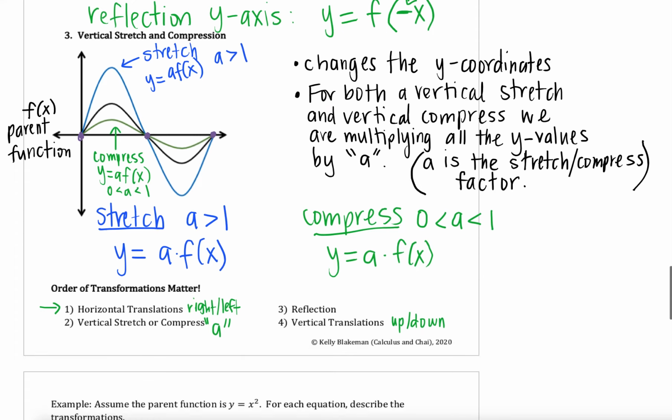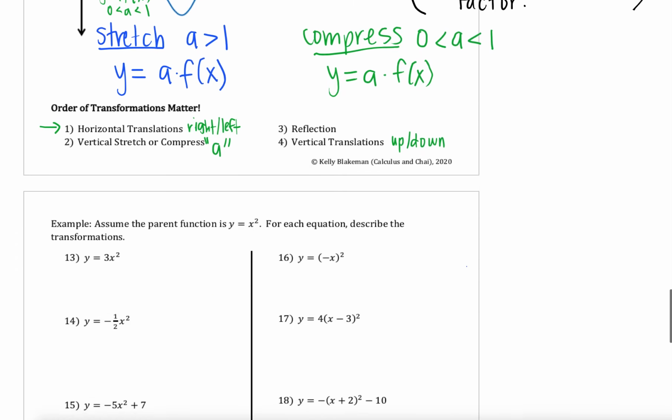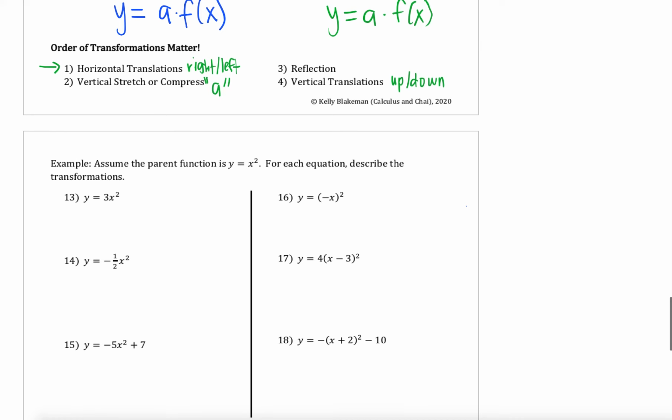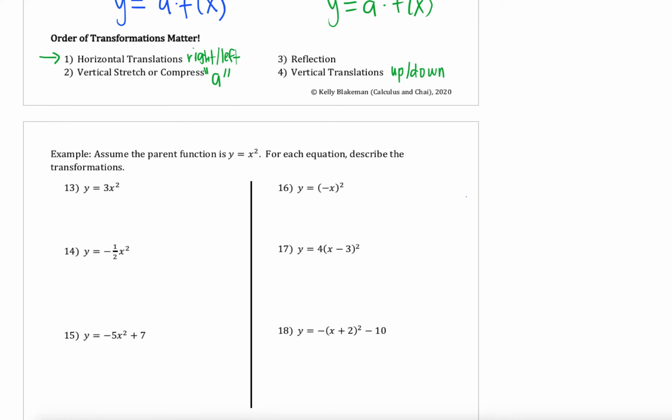Now let's look at some examples with these new transformations. So in this first set here, we're going to assume that our parent function is back to being y equals x squared. And for each of these equations that we're given, we want to describe the transformations that are happening. So in this case, our first example, we have 3x squared.